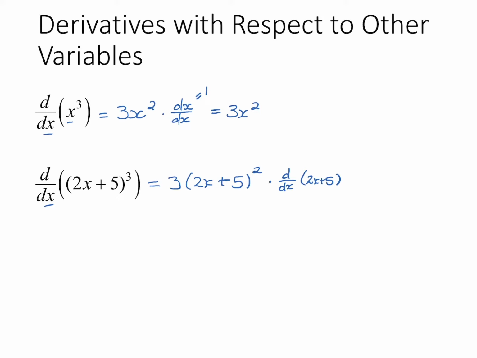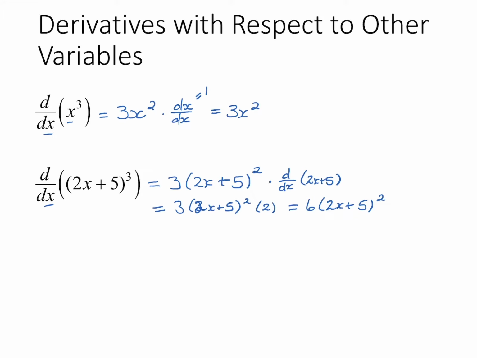So that's just the chain rule, saying that we take the derivative of the outside, multiply by the derivative of the inside. So the derivative of 2x plus 5 is 2, so we'll have 3 times (2x plus 5) squared times 2, which will give us 6 times (2x plus 5) squared, and that would be our derivative.